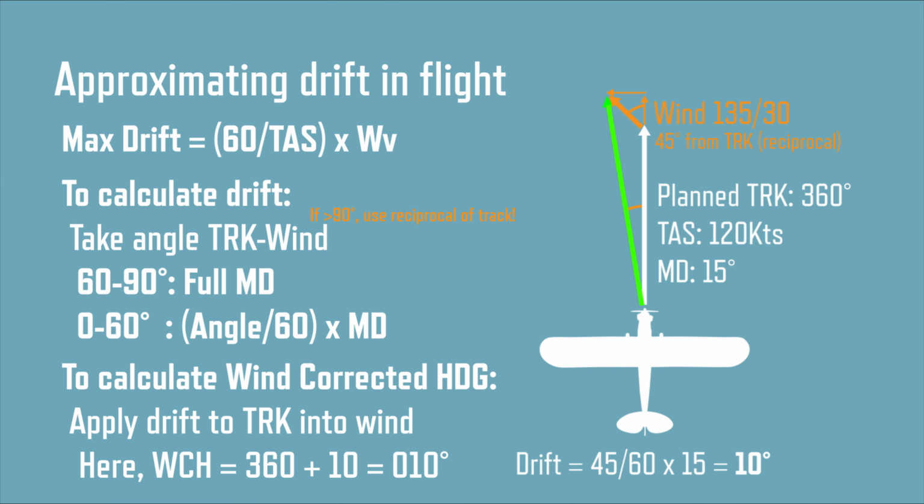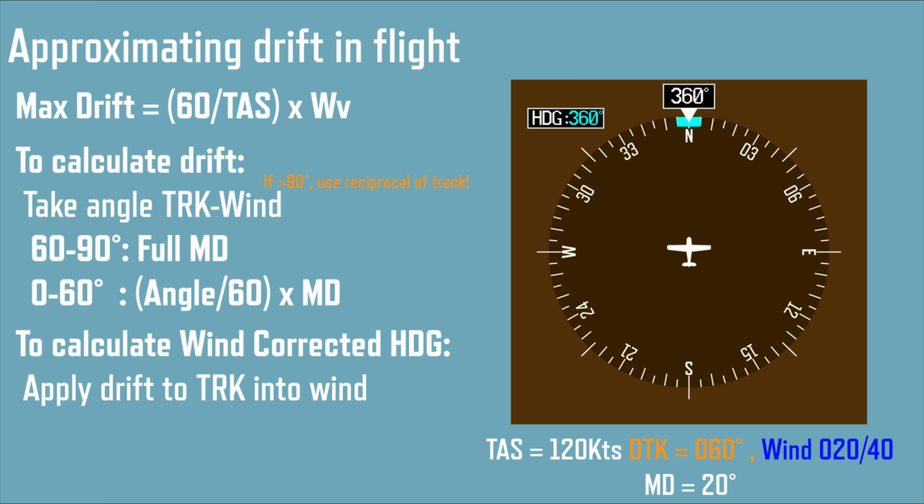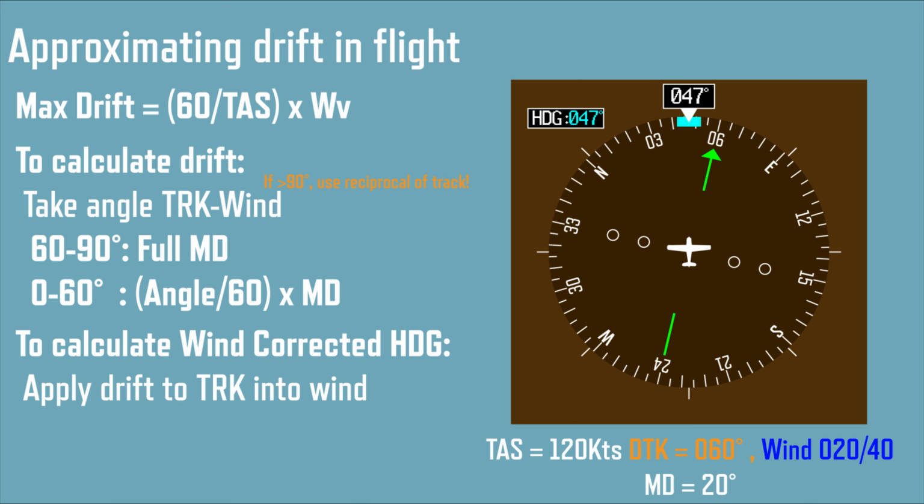Possibly the easiest way to calculate this in flight is using the HSI, or direction indicator, as fitted. Find your desired track on the DI. If fitted, set the CRS to this. Then, look at where the wind is coming from. Now you have the angle and can calculate the fraction of max drift to apply. To find a wind-corrected heading, simply calculate the drift on a given track using this method. Then, apply this drift correction into wind. Now you have your wind-corrected heading.